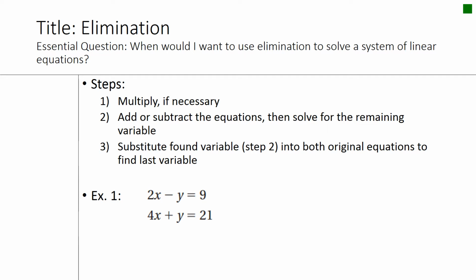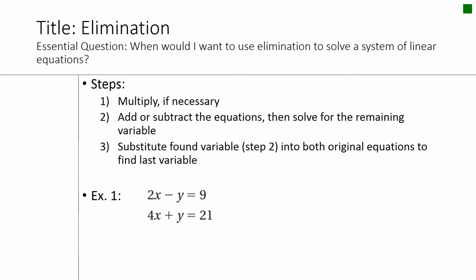All right, here's the 3 steps for solving using elimination. First, you're going to want to check to see if you can eliminate a variable, and if you can't, multiply if necessary. Then you're going to either add or subtract the 2 equations together. Remember, I prefer to add because it's easier. In step 3, you're going to substitute that variable that you solved for in step 2 into both original equations.